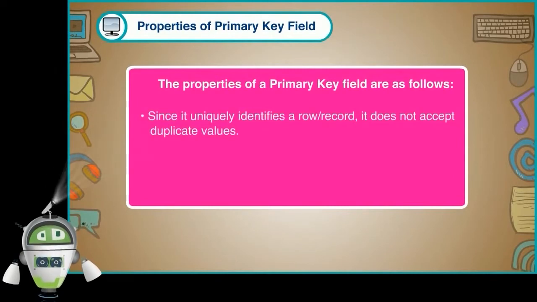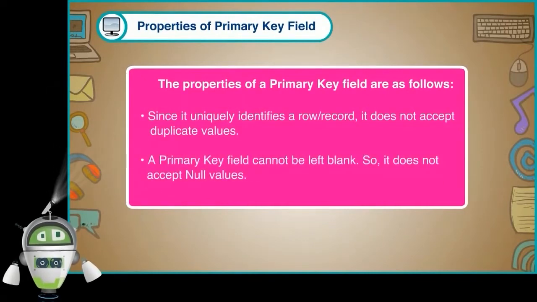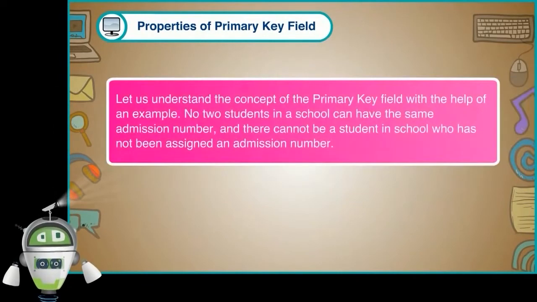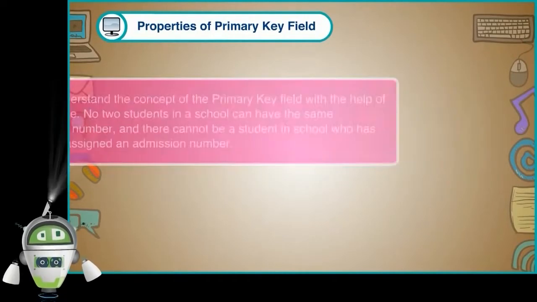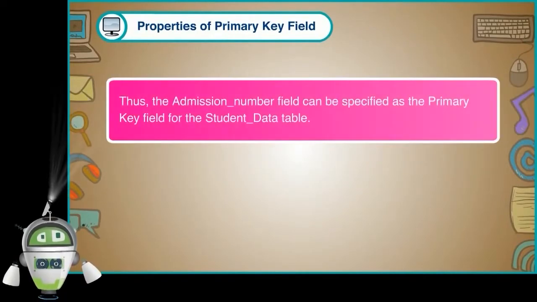Since it uniquely identifies a row or a record, it does not accept duplicate values. A primary key field cannot be left blank, so it does not accept null values. Let us understand the concept of the primary key field with the help of an example. No 2 students in a school can have the same admission number, and there cannot be a student in school who has not been assigned an admission number. Thus, the admission number field can be specified as the primary key field for the student data table.